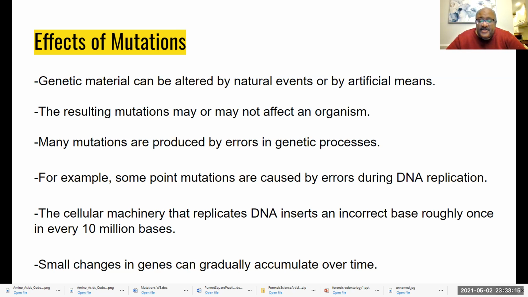This is kind of interesting. The DNA inserts an incorrect base roughly once in every 10 million bases, unless there's some kind of external factor. But also, small changes in genes can gradually accumulate over time.